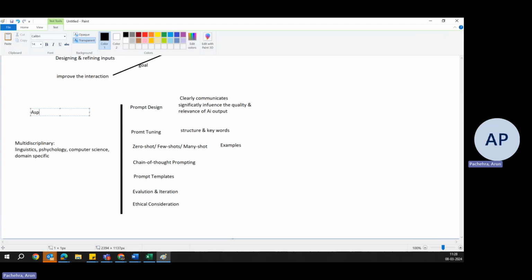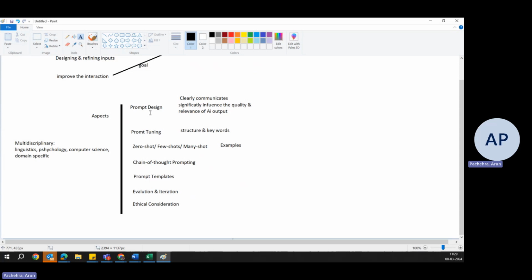All right, so what have we learned till now? Well, we have learned the various aspects of prompt engineering. These all are the aspects: from design, prompt tuning, different shots, chain of thought, prompt template, evolution, not evolution, evaluation. All right, so this is all good.